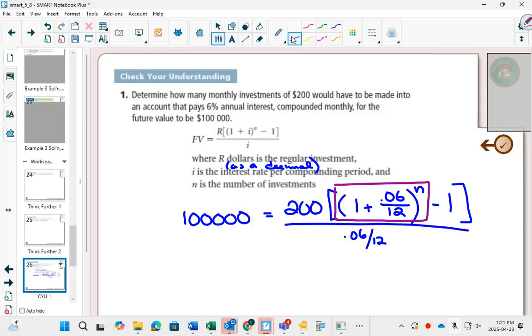So for example, I don't like this fraction. I don't like the fact that I'm dividing by this. How could I possibly get rid of that? Opposite of dividing, I could multiply both sides by 0.06 over 12. That would nicely cancel that out. Go to my calculator. 100,000 times 0.06 divided by 12 comes out nicely at 500.